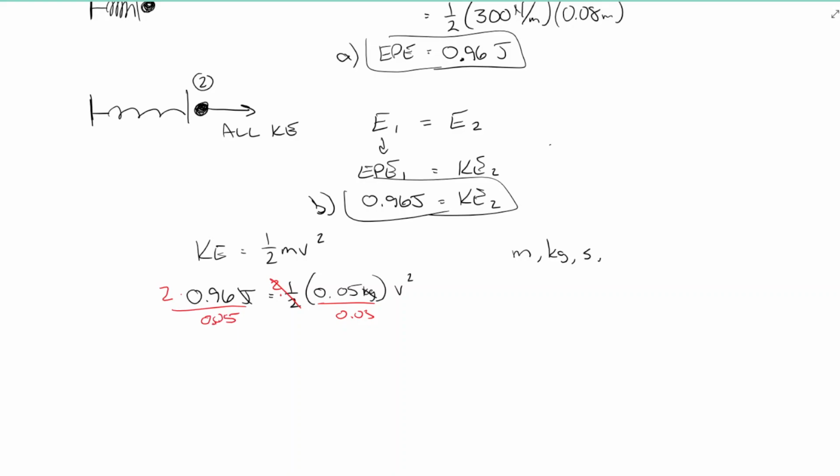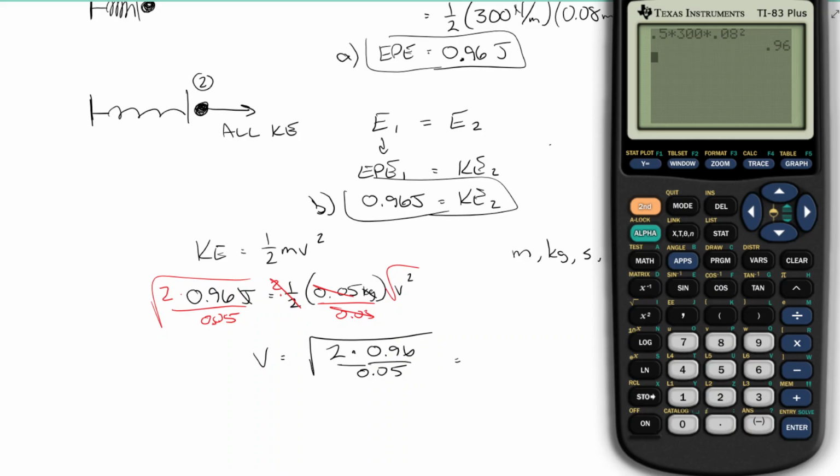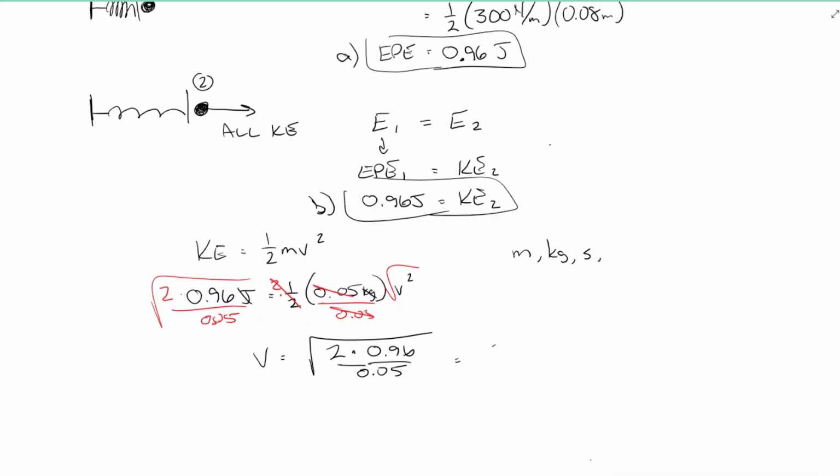0.05. That's going to get rid of that. And then to get the square root out of there, we take the square root of the whole thing. So V is going to be the square root of 2 times 0.96, all divided by 0.05. And that's where our calculator is handy. Second square root. 2 times 0.96 divided by 0.05. And we're going to get that the velocity is 6.196. We'll round that to 6.2 meters per second is our answer for part C.